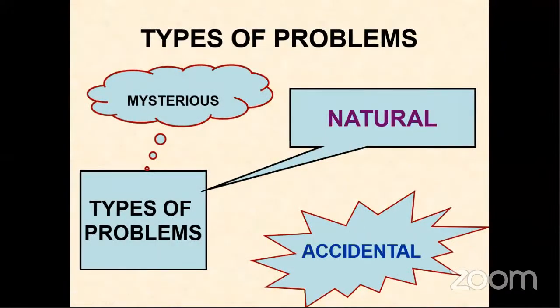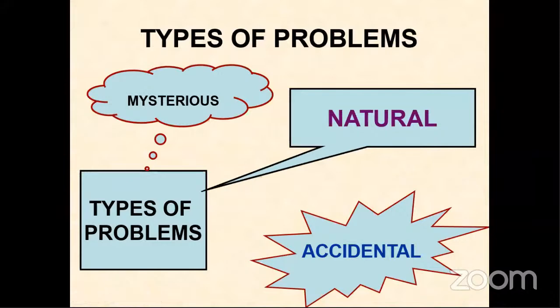So if I say problems, either in life or in industry or in engineering or in education, you have different types of problems. Basically we classify them as natural problems, which occur naturally. Some problems are accidental problems. Some problems are mysterious problems. So we have different types of problems, and every problem will have a solution.